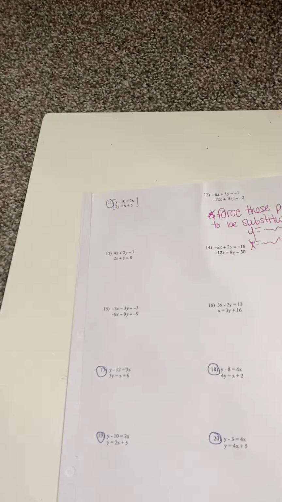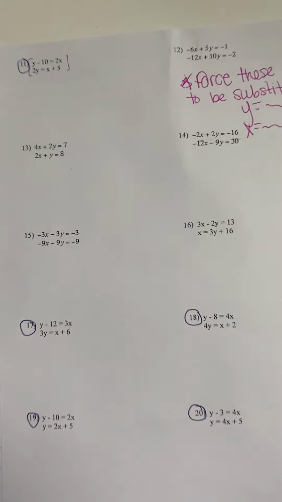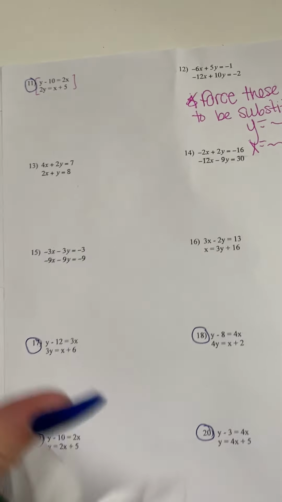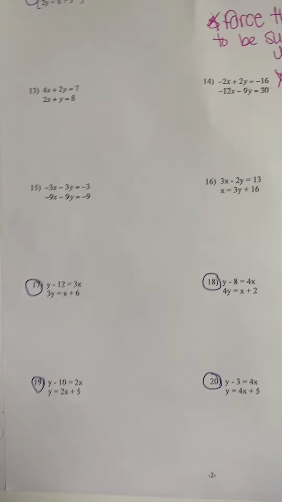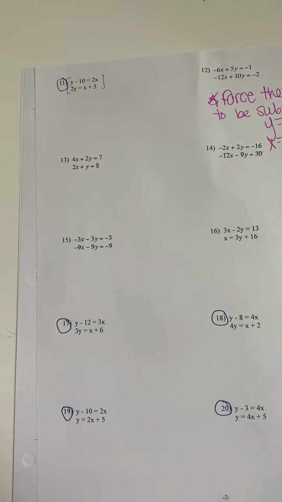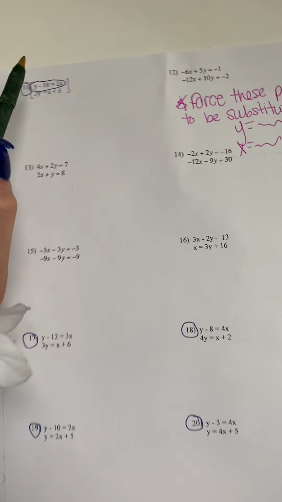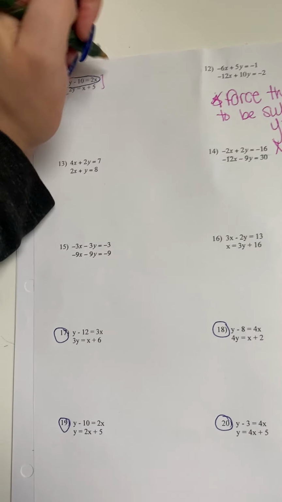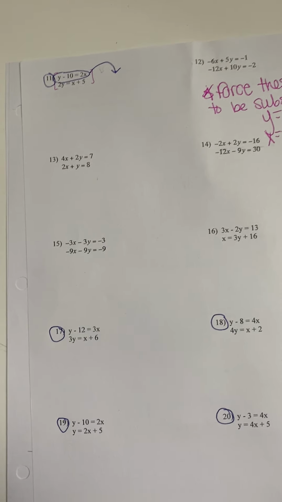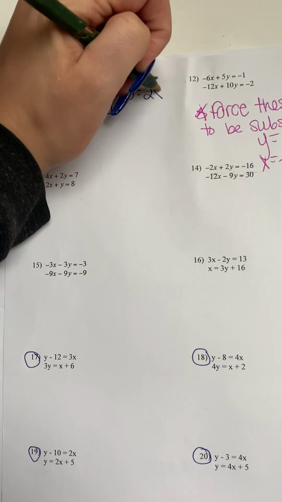Okay, so let's go ahead and talk about this together. On substitution, not always, but usually we have y equals something. That's just what we're comfortable with, so I want to teach it that way. We're going to look at number 11 and this top equation. We could easily force this to be y equals something. I'm just going to rewrite this equation. We're going to have y minus 10 equals 2x.